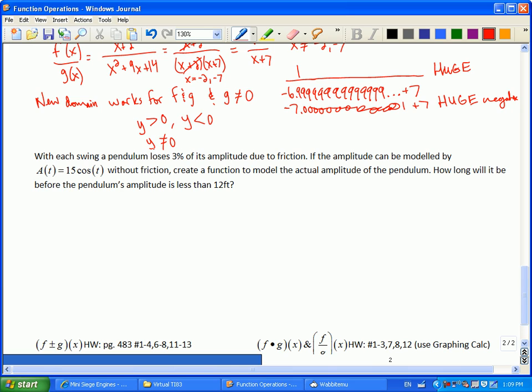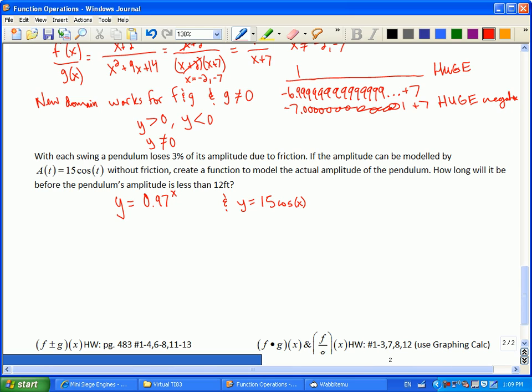every time it swings, it loses 3%. Can you think of a function that you could write for that? 0.97. Yeah, 0.97x. That's how much percent you've lost after each swing of the pendulum, right? And then the other function you have is the amplitude. Well, I'll use x here even though we weren't, right?